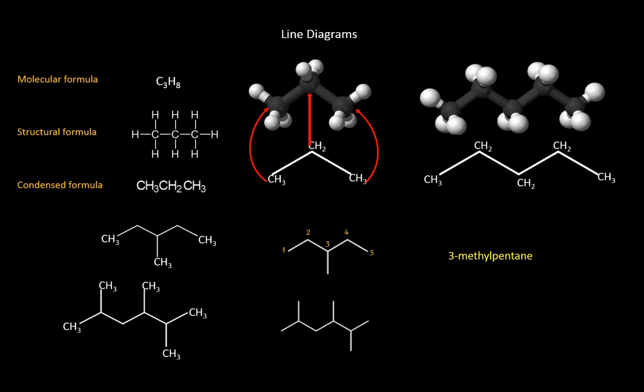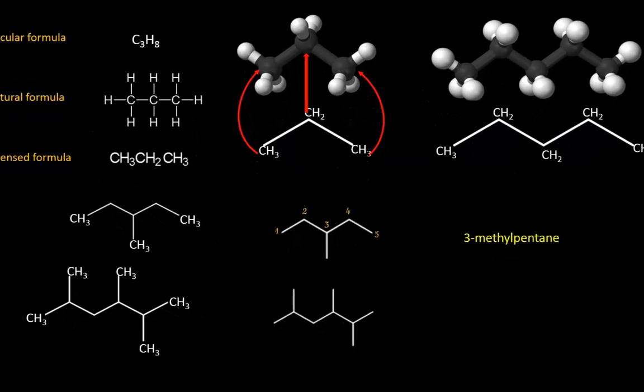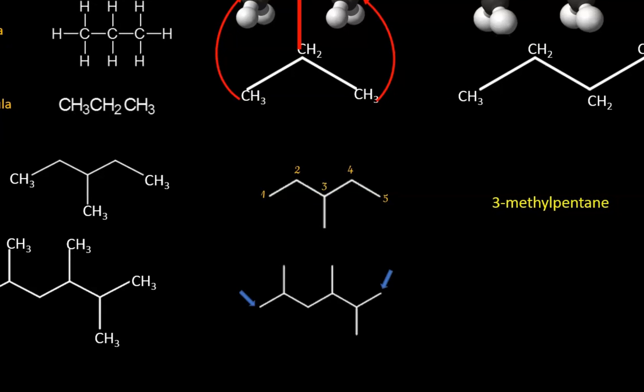Which end do we start numbering from? Let's decide by looking for the first point of difference. These end carbons are both methyl groups. I could also have started with these methyls. Either way is okay. No difference here. The next carbons both have the same connection to a methyl group. Again, no difference.